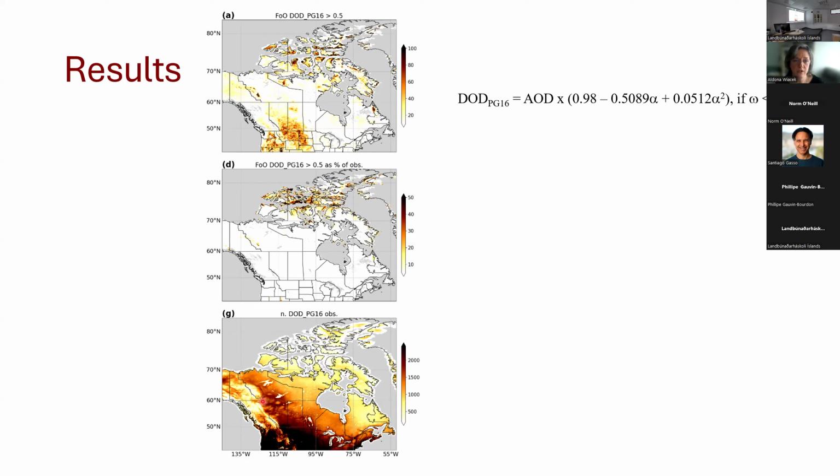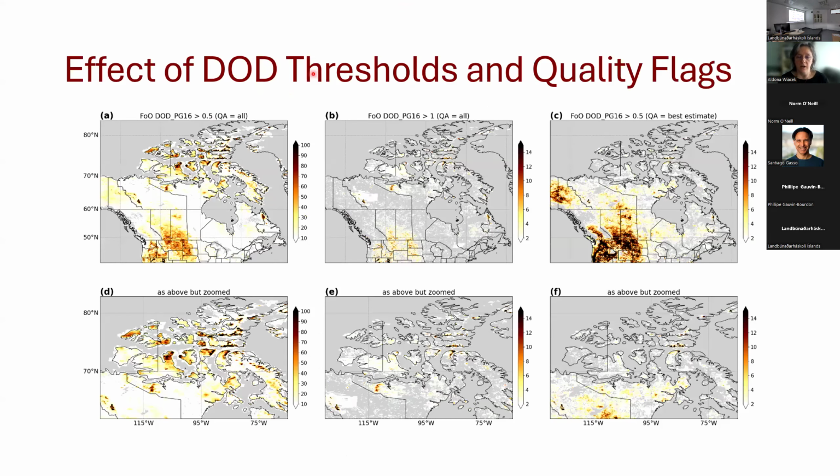Okay, so it looks like these are the places where extreme dust events occur, not on a regular basis, but in a tally of 20 years of observations, they stand out. Just a little note about the effect of these DoD thresholds and the quality flags.